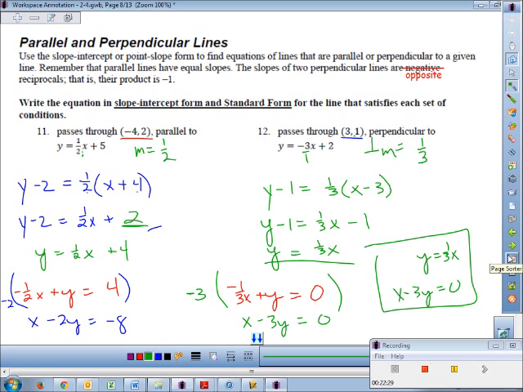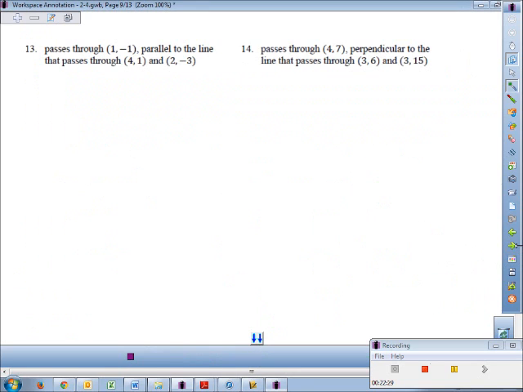Parallel, perpendicular. This should be the third time around for most of you, maybe even the fourth time around. Feeling pretty good with those things, parallel, perpendicular. What do you got to do here on 13? If we can do 13 right, we'll stop and go to harder problems. Passes through (1, -1), parallel to the line that passes through (4, 1) and (2, -3).